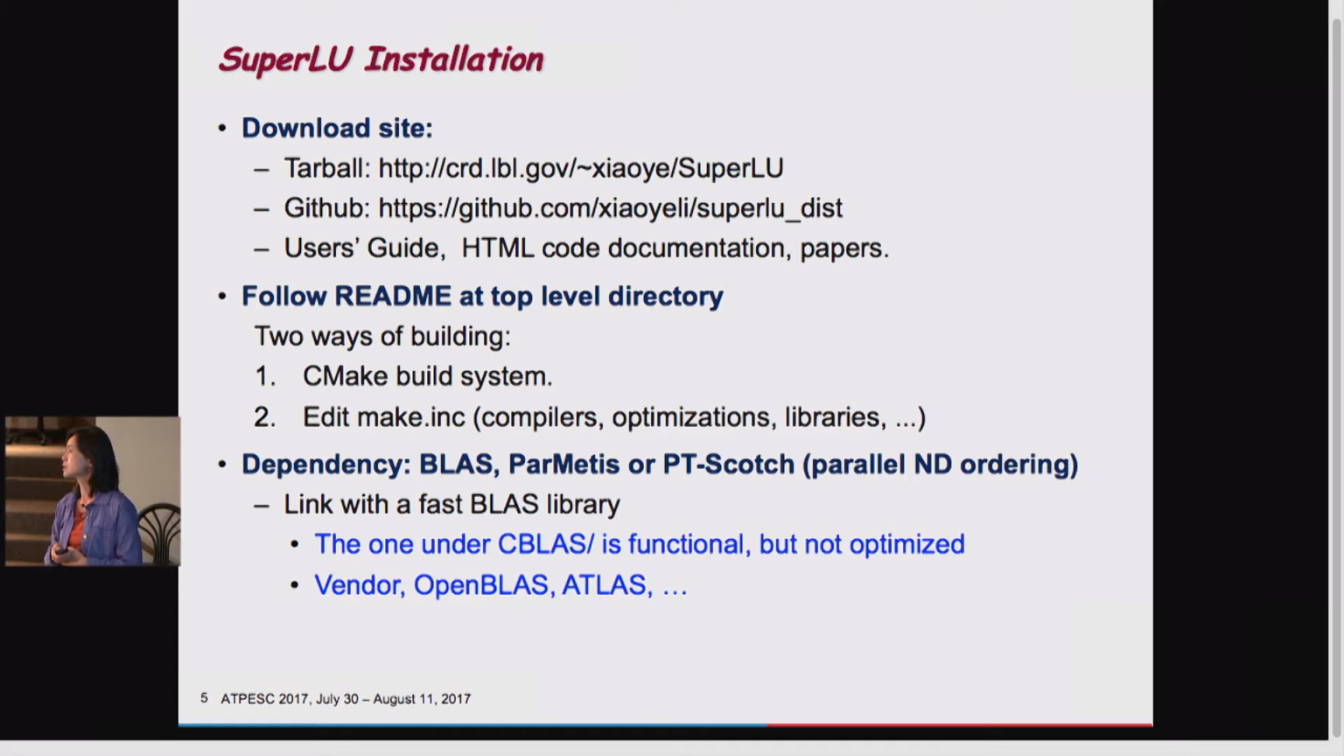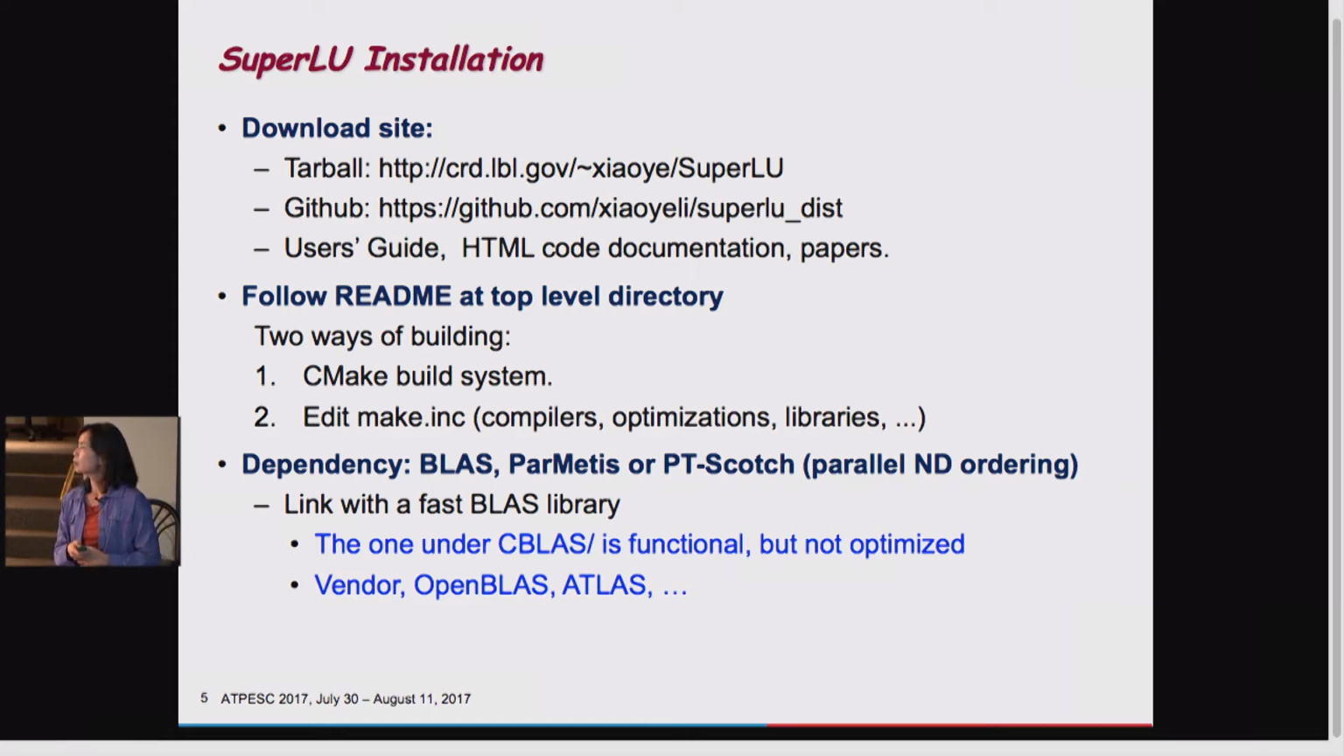So we have this CMake build system built up right now. And what you need to be careful of is that there are several dependencies. We depend on the BLAS, which Jack has talked about, and also the graph partitioning package for ordering, which I'll mention actually in the hands-on. We'll see how it affects performance. So once you get these dependencies, then you are ready to go.